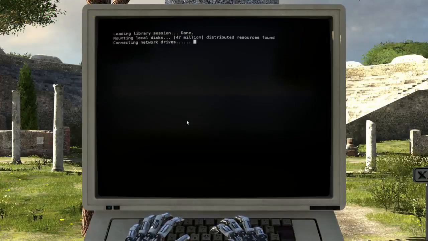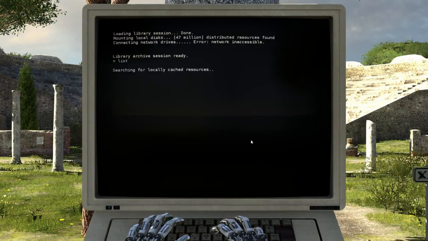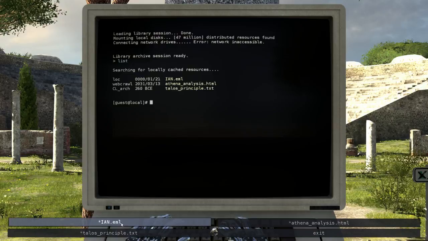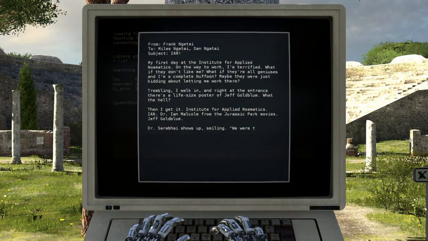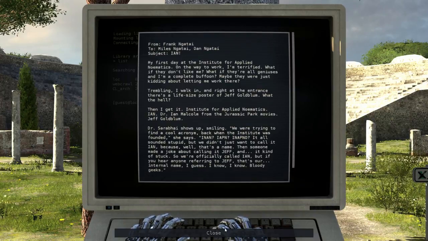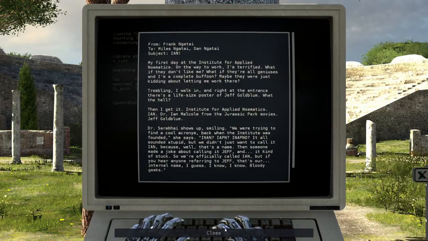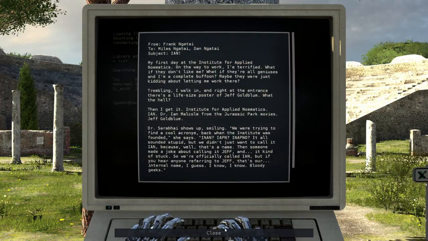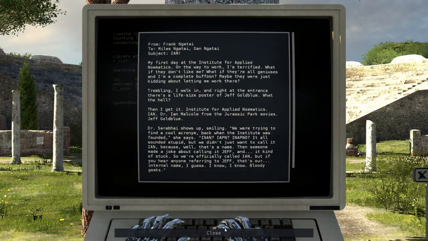Loading library station. Searching local cache. Ian. Open Ian. From Frank Negatai to Miles Negatai and Dan. Ian, the first day at the Institute for Applied Nomadics. Oh, my first day at the Institute. On the way to work, I'm terrified. What if they don't like me? What if they're all geniuses and I'm a complete buffoon? Maybe they were just kidding about letting me into work there.